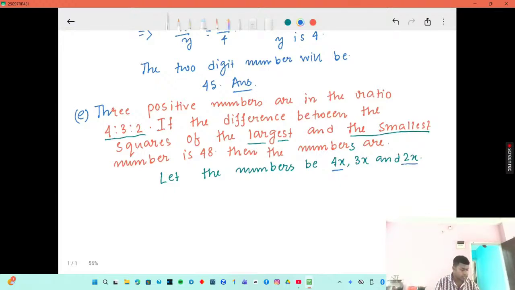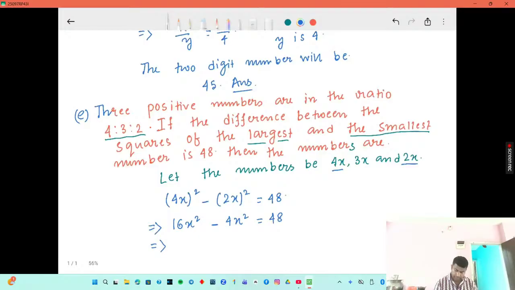So now here we can write, according to the question, (4x) whole square minus (2x) whole square is equal to 48. Now we will just solve this equation to find the value of x. And when we find the value of x, we can find the value of the numbers, that is 4x, 3x, and 2x. So 16x square minus 4x square is equal to 48.